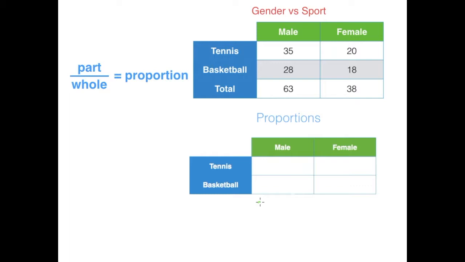Rounding to the nearest one decimal place, 35 of 63 is 0.6, 28 of 63 is 0.4, 20 of 38 is 0.5, and 18 of 38 is 0.5 as well. Note the reason that the last two results both equaled 0.5, even though they weren't equal results, is because we rounded to the one decimal place. If we rounded to a greater number of decimal places, then we'd see the difference. Similarly, the total of each column will be 1.